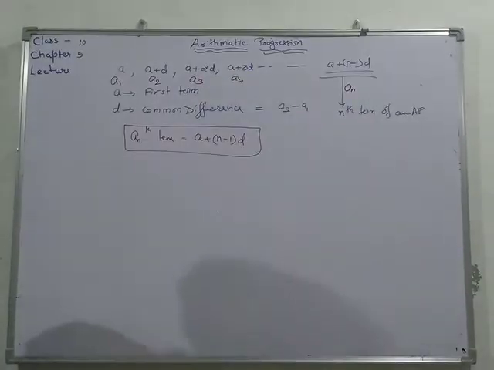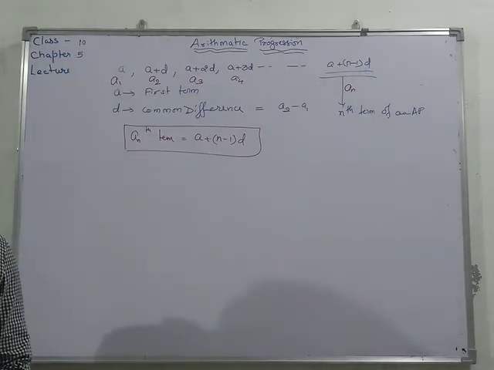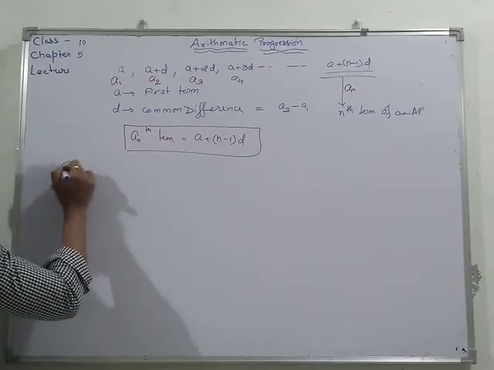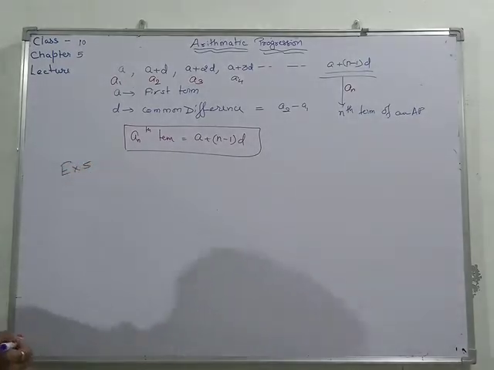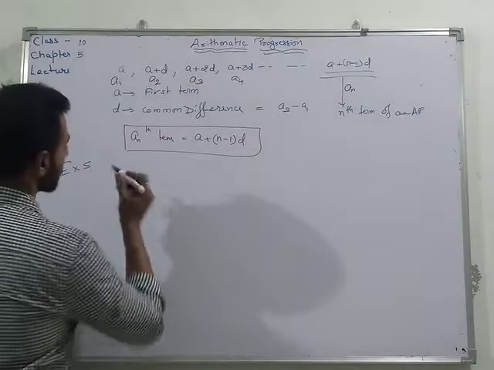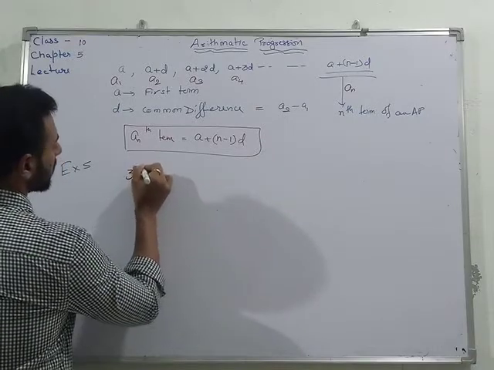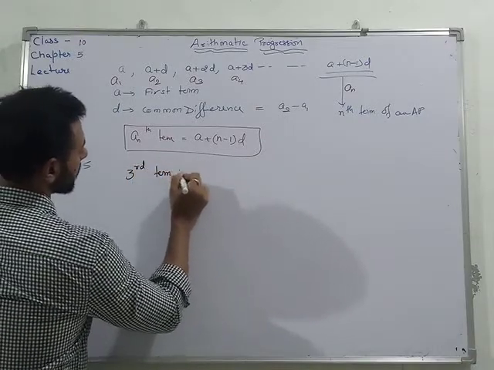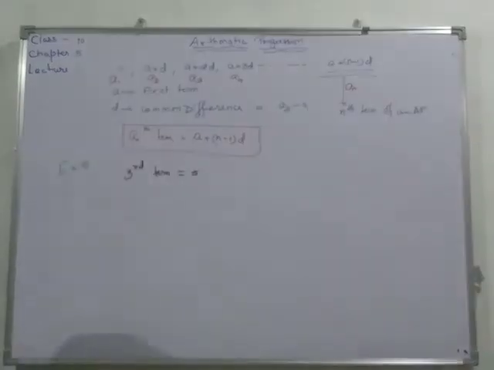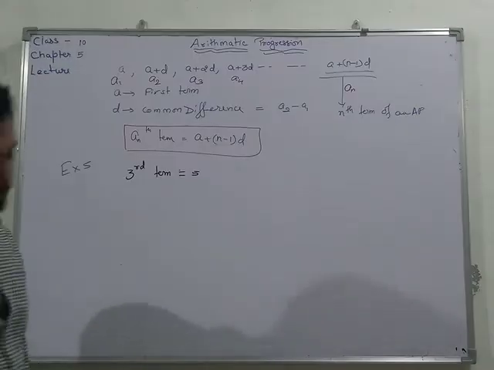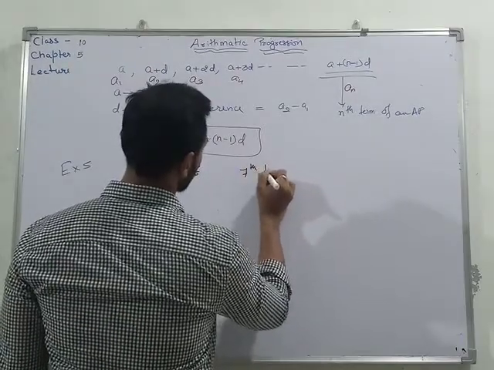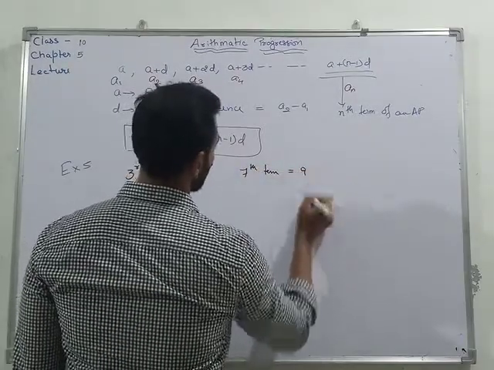Let us see how we can use this formula in the numericals. We are taking example number 5. Determine the AP whose third term is 5 and seventh term is 9.